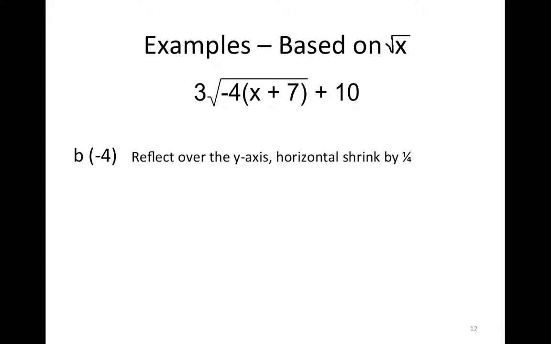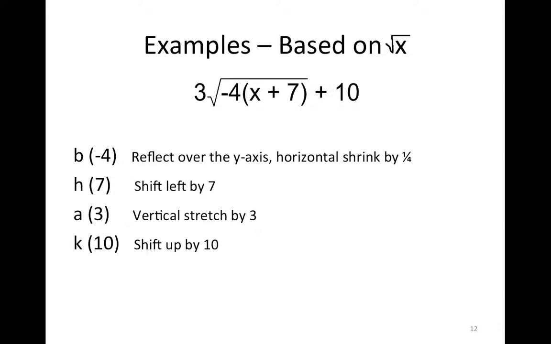That tells me to reflect across the y-axis and then do a horizontal shrink by 1/4 or horizontal compression. The big thing is that you list horizontal compression. Whether you make this a 1/4 or a 4, I'm okay with either. And really these two parts could have been flipped around as well. You can do the horizontal compression before the reflection. Okay, your H value was 7, so shift left 7. A is 3, do a vertical stretch by 3, and K is 10, so you go up by 10. This is the order that I typically write it in again, but there can be some slight variations.